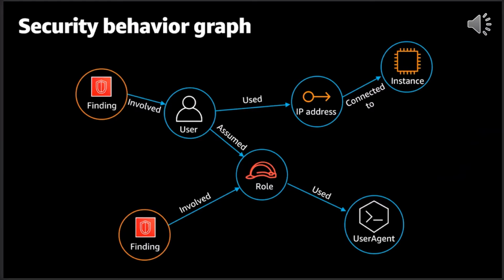This is a sample subgraph that you may see within your overall security behavior graph. Here we have specific relationships that define how entities within the graph are related, and each entity has its own set of features which enables the display of additional information.